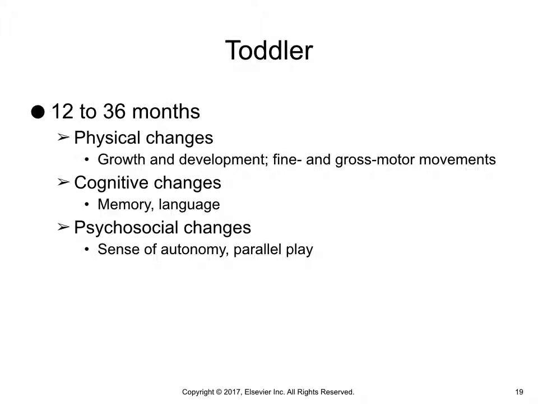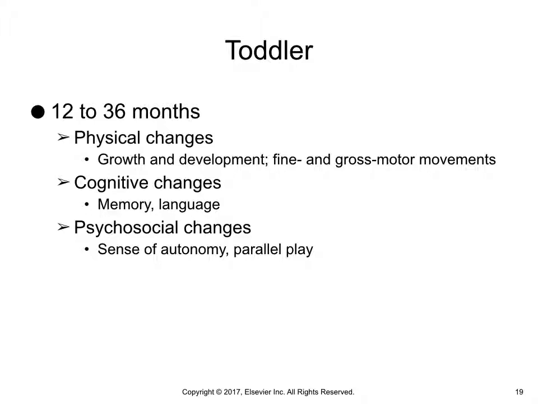Toddlerhood ranges from the time children begin to walk independently, until they walk and run with ease, typically 12 to 36 months. The toddler's development of fine and gross motor skills supports the move toward independence. Children begin to demonstrate their independence. Their mobility and cognitive abilities are developing. When they get frustrated, the dreaded tantrum may occur.